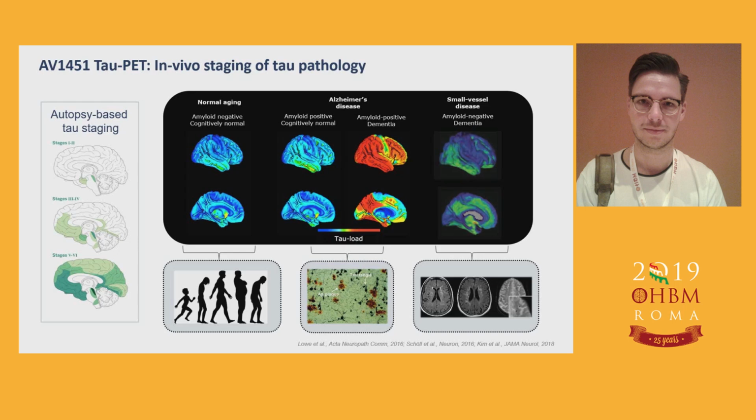And what has been described more recently, a very interesting finding from Korea, was that even subjects with small vessel disease, who are amyloid negative, show elevated tau PET signal, indicating that tau pathology may contribute to cognitive impairment in those subjects as well.